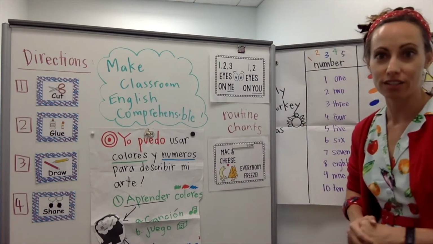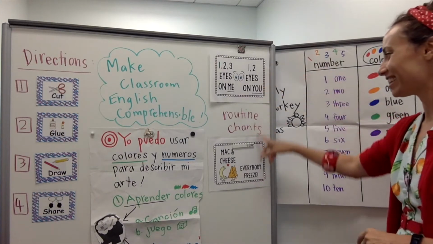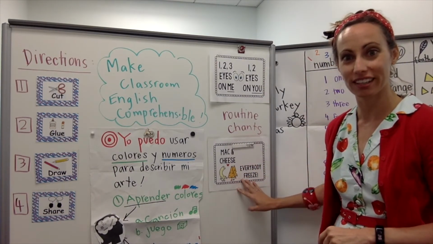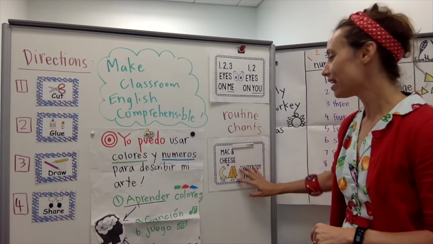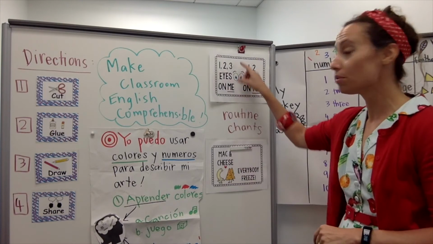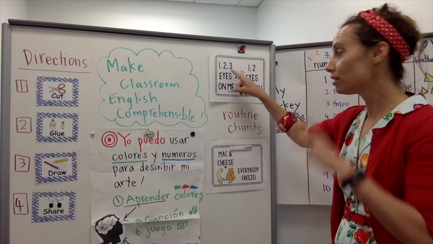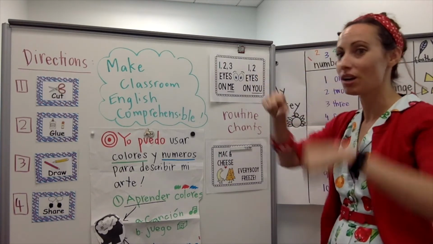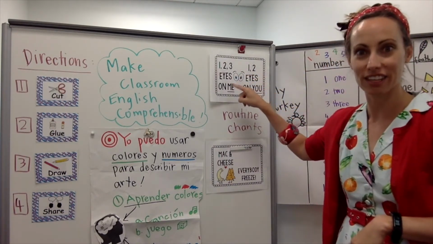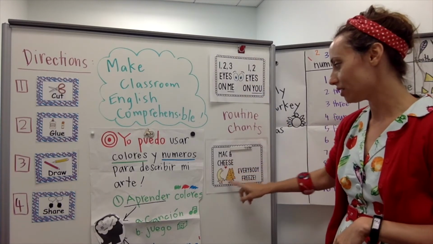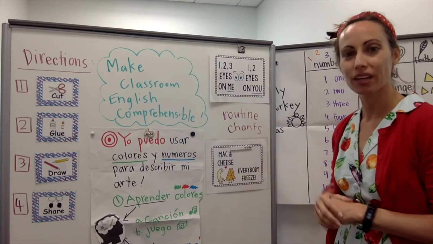And then another thing to do is with routine chants. So if you have a chant that you're going to teach your students in English to get their attention maybe, then teach it in English and put pictures on the board with the words. Like 1, 2, 3, eyes on me, 1, 2, eyes on you. Here I have a picture of eyes so they can know what eyes mean. And then mac and cheese, there's mac and cheese, everybody freeze.